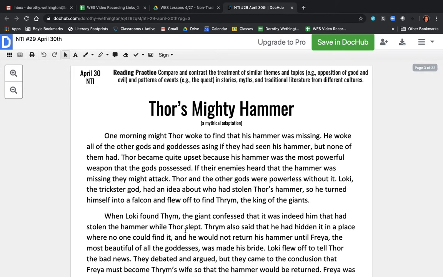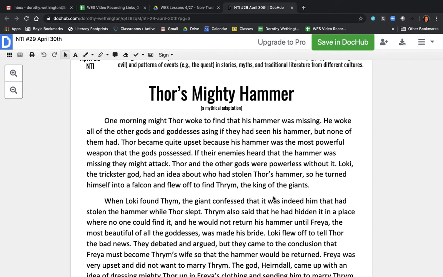Thor's Mighty Hammer. One morning, mighty Thor woke to find that his hammer was missing. He woke all the other gods and goddesses, asking if they had seen his hammer, but none of them had. Thor became quite upset because his hammer was the most powerful weapon that the gods possessed. If their enemies heard that the hammer was missing, they might attack. Thor and the other gods were powerless without it. Loki, the trickster god, had an idea about who had stolen Thor's hammer, so he turned himself into a falcon and flew off to find Thrym, the king of the giants.